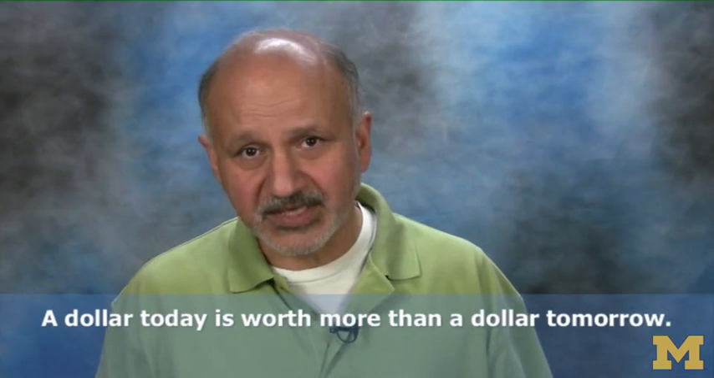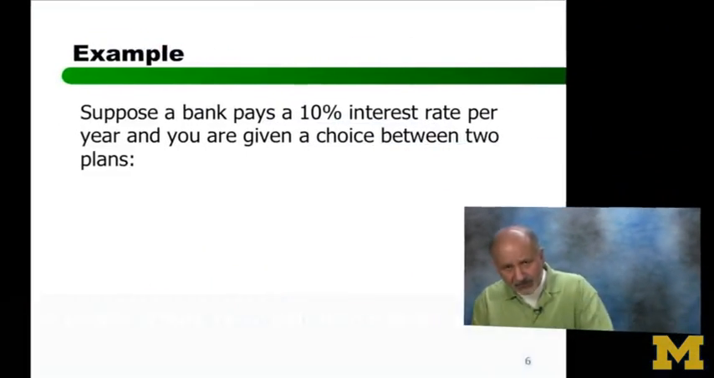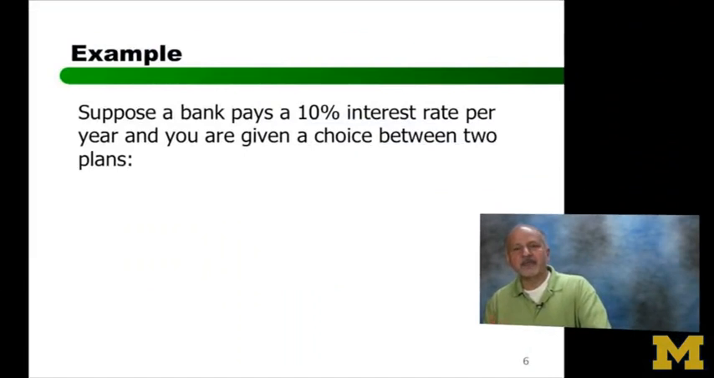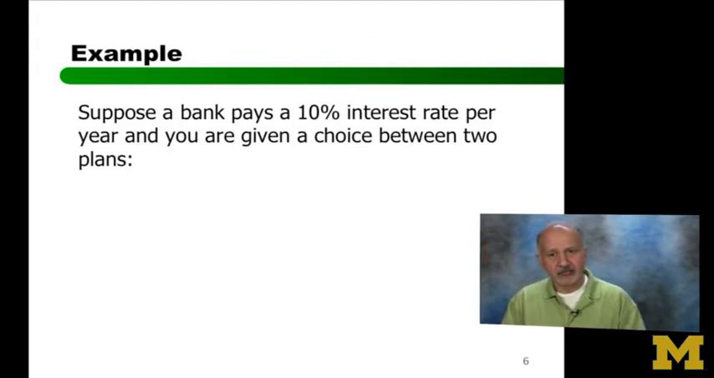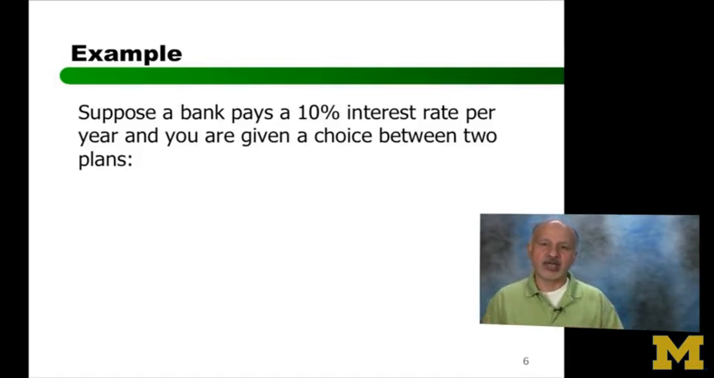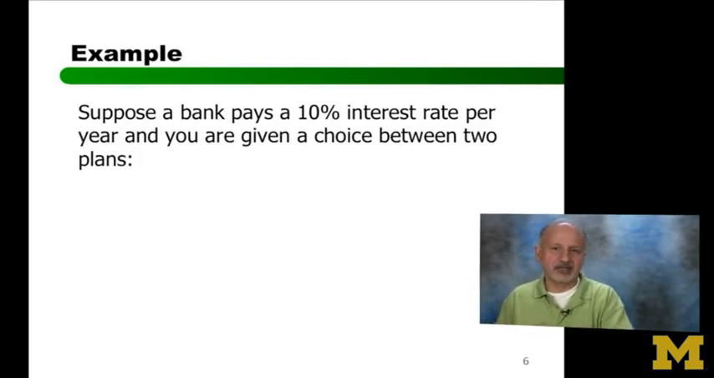So let me start with an example. Suppose a bank pays a 10% interest rate per year and you are given a choice between two plans. And by the way, I'll be going a lot back and forth writing and stuff like that, but that will hopefully make it more engaging. And as I do a problem, you should do it with me, and if the problem gets complicated, I'll give you more time and then we'll do it together and so on.